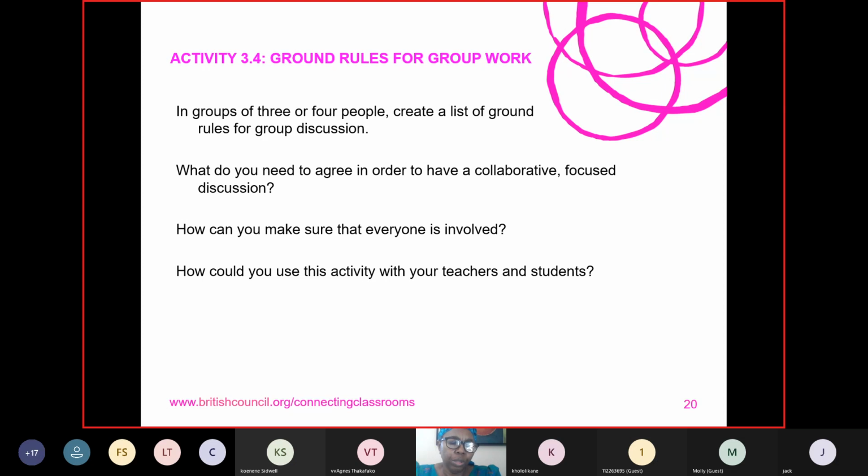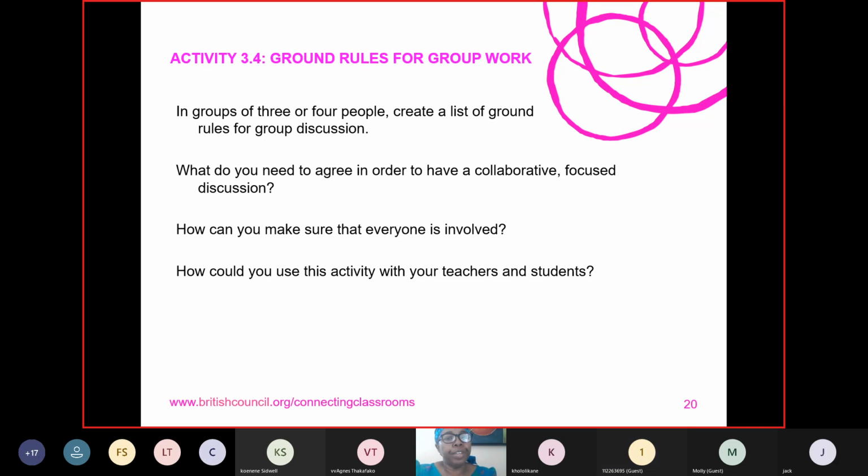Yes, those are good. Respect one another. Time management. Thanks about that, Molly. All members should participate. One person to report. Phones to be on silent mode, no noise around.